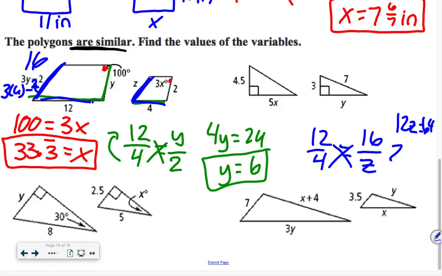64 divided by 12 is what? 12z equals 64. 64 divided by 12 is 5 and 1/3. Cross off this one.